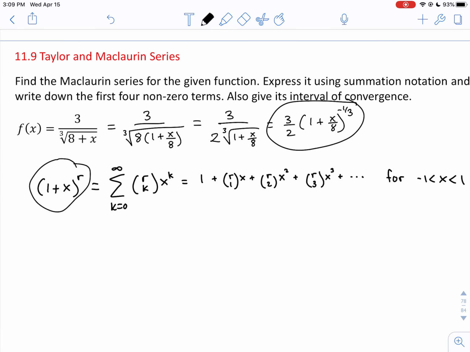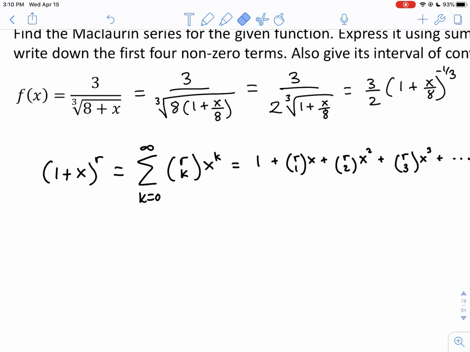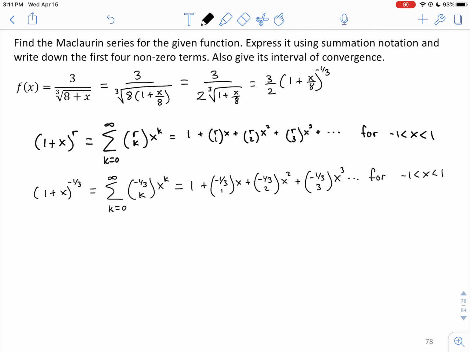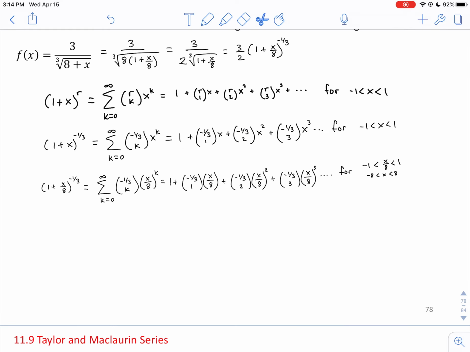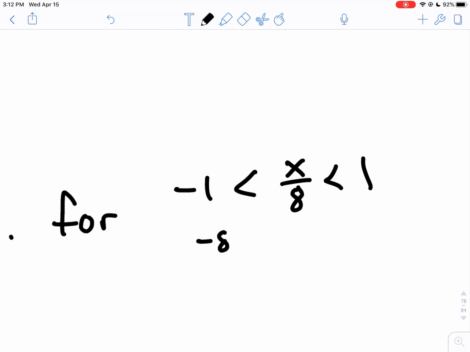I'm going to let r be negative 1/3. Then I'm going to do a composition and change the x to x over 8. And then I'm going to multiply everything by 3/2. Let's write this out specifically when r is negative 1/3. Okay, the next step, composition. Change all the x's to x over 8. This new interval, multiplying everything by 8, just turns into this interval: if x is anywhere between negative 8 and 8.